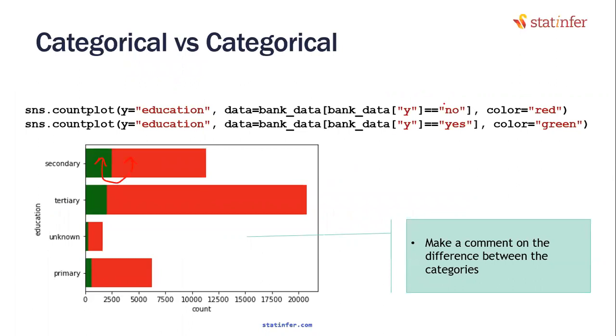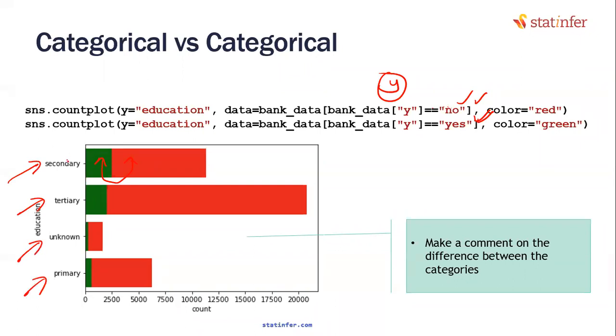So here I have yes or no as the target variable. That means people who have purchased the insurance or not purchased the insurance. This is one categorical variable, target variable Y. The other categorical variable is education. Education has 4 categories: secondary, tertiary, unknown, and primary.